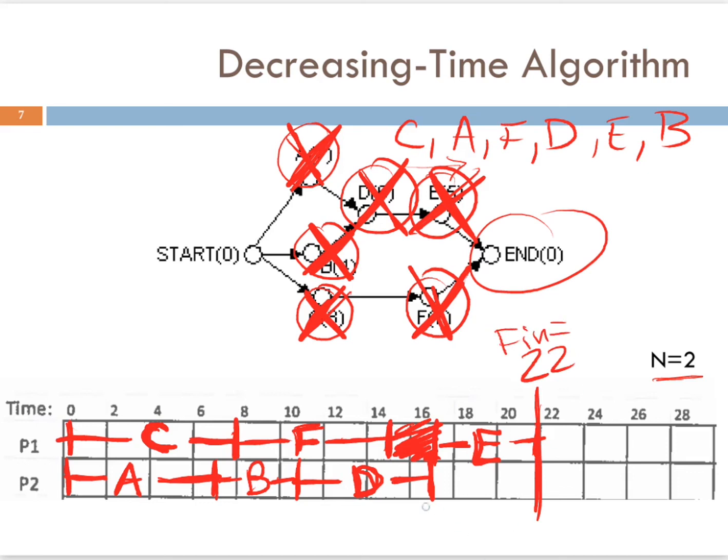time of 22, and we have some more idle time here. So our idle time is 1, 2, 3, 4, 5, 6, 7. 7 units of time, or 7 hours. And that is decreasing time algorithm.